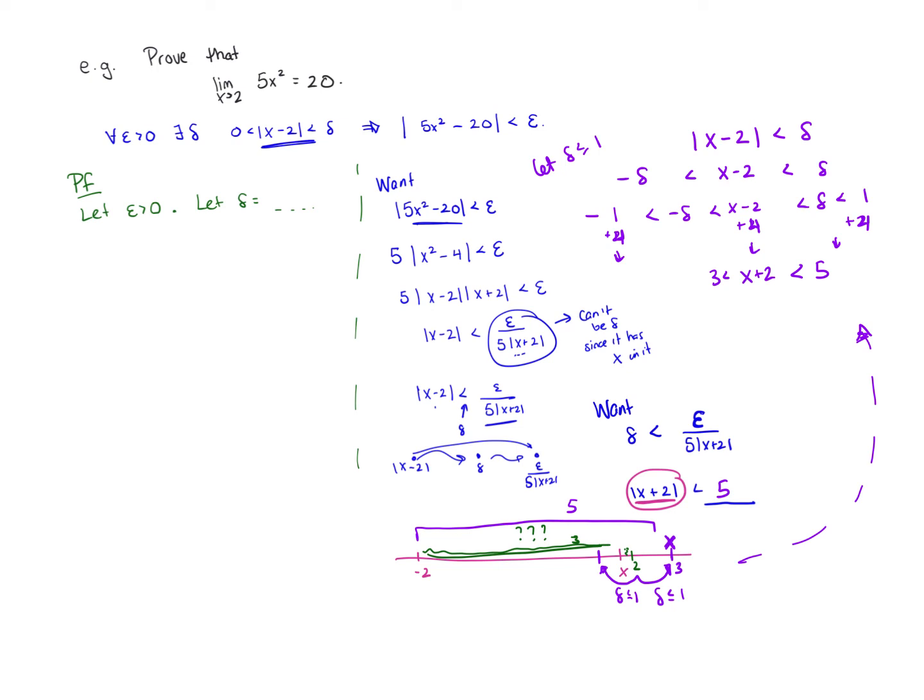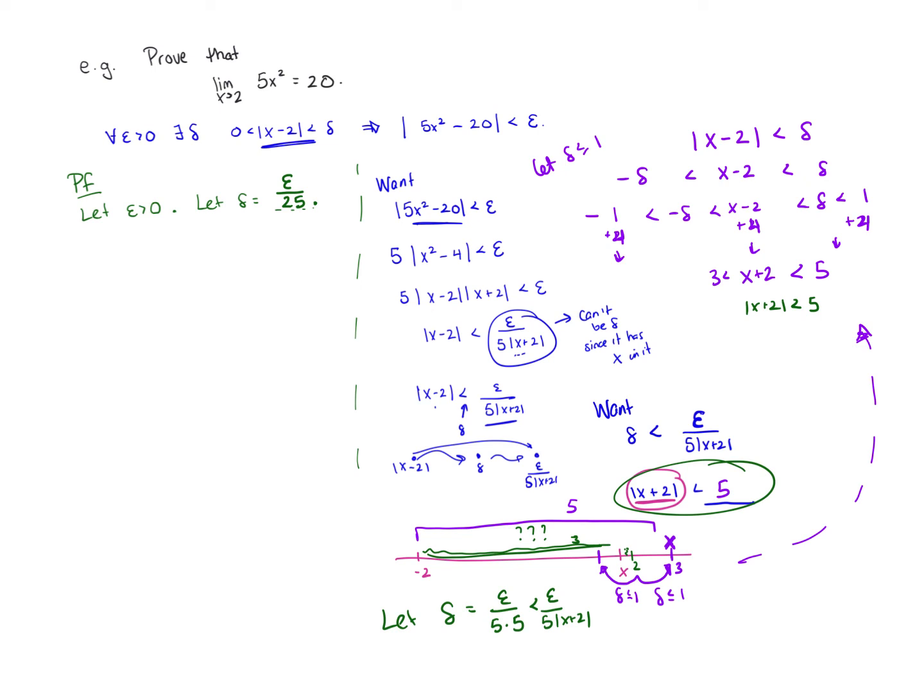So x plus 2 has to be between 3 and 5, which means that the absolute value of x plus 2 is certainly less than 5. So now I know that we can let delta equal epsilon over 5 times the 5 from that x plus 2, and that's going to be less than epsilon over 5 times x plus 2. All right, so let's see if we can put this all together. So we're going to let delta be epsilon over 25 here.